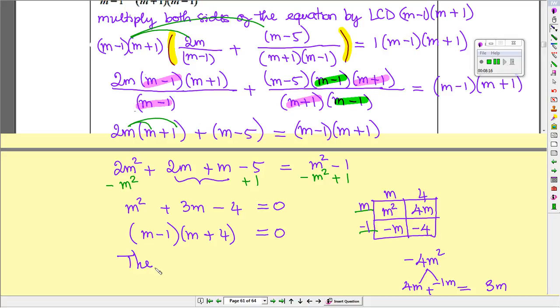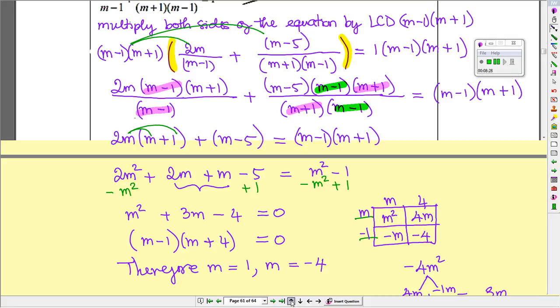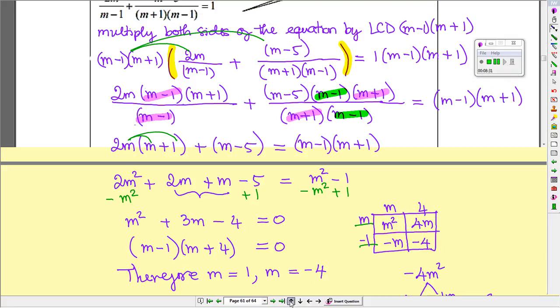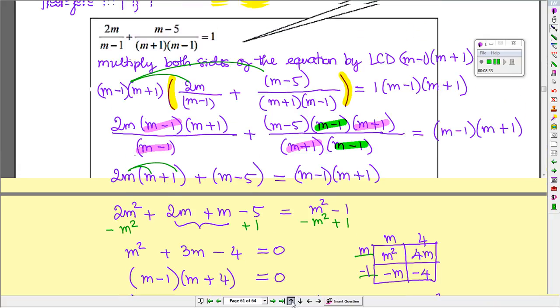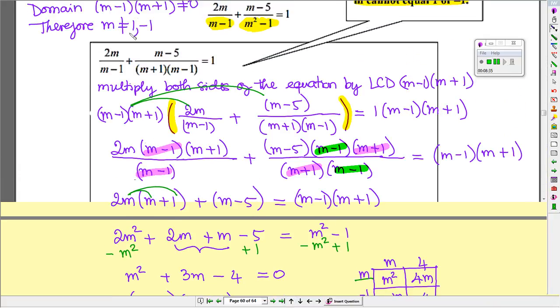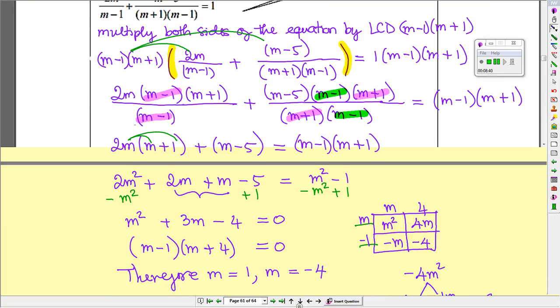We set each factor equal to 0. Therefore m equals 1 and m equals negative 4. However, if you remember, we said right here that m cannot be equal to 1 or negative 1. So in this case we have m equals 1, and we don't want this value.